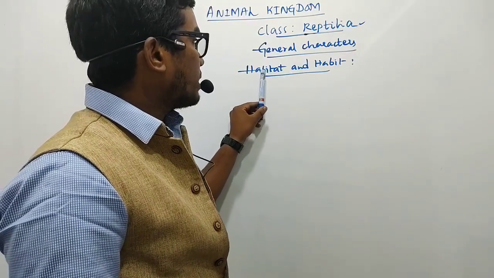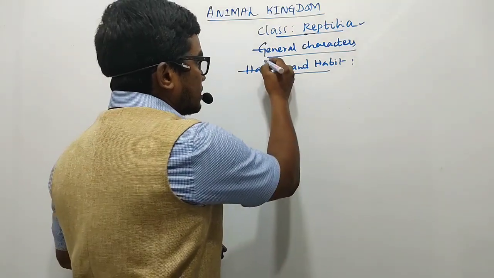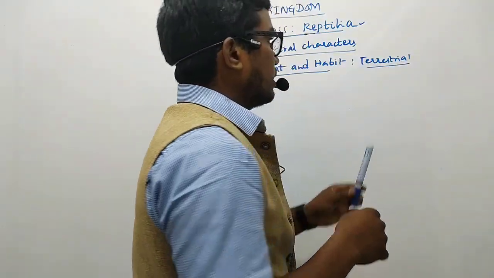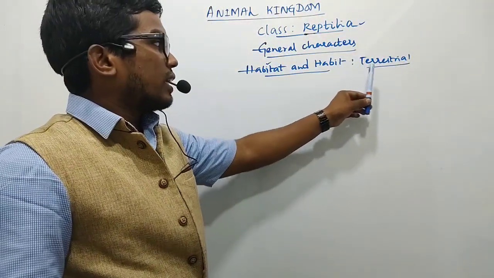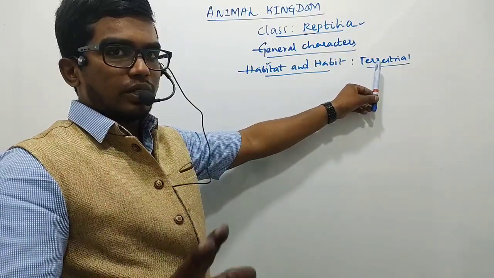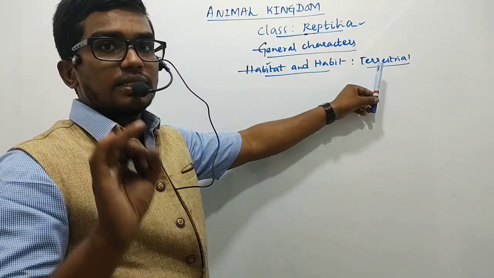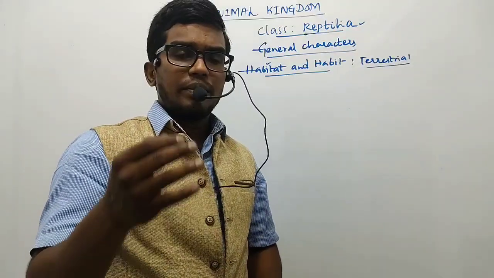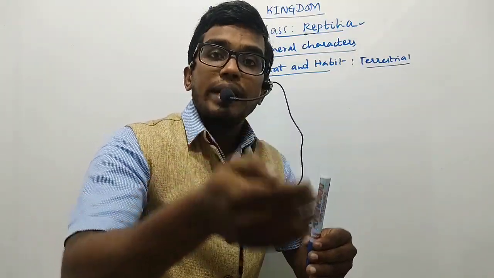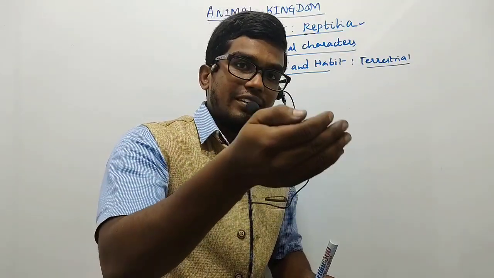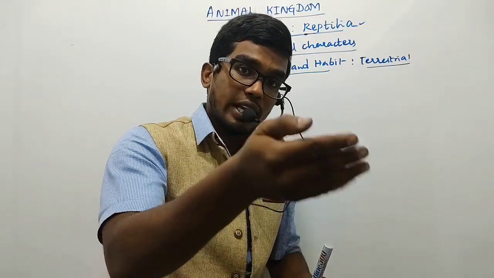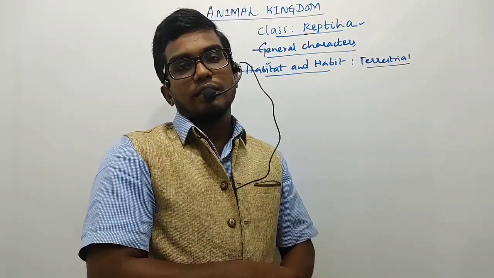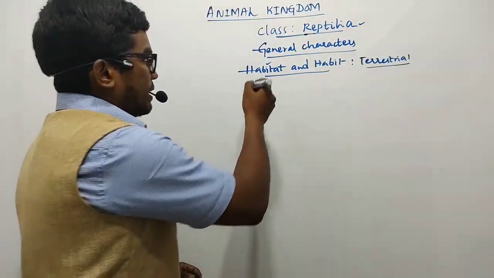So here, the habitat, as I told you, is terrestrial. I have already told you that these are the first vertebrates well adapted to terrestrial regions. So they are primarily adapted to terrestrial environments, but secondarily they can also be adapted to water. But let me tell you, dear students, that for breeding and egg laying, even if they are secondarily adapted to water, they have to come back to land, to the terrestrial environment, and complete these two aspects. So this is about habitat and habit.